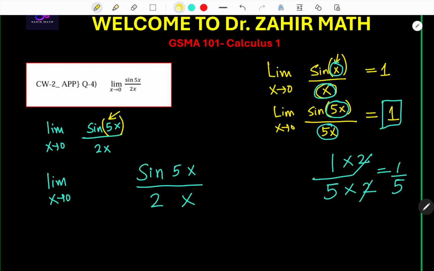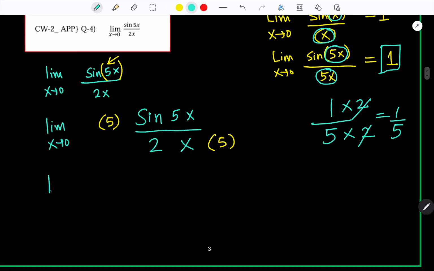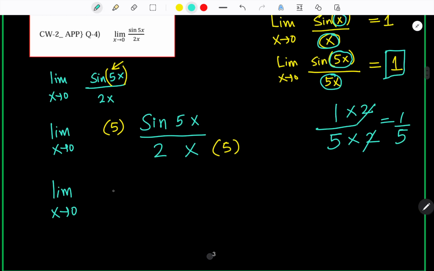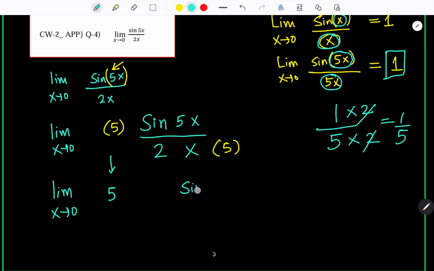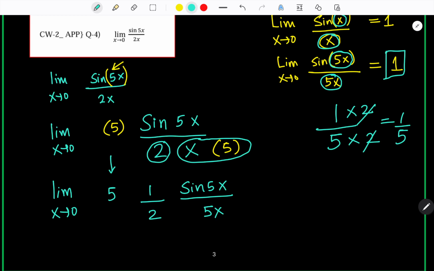So what I'm going to do, I'm going to multiply 5 and I'm going to divide. This is divide. This is multiply. Now what happens now? Look at here. Limit x goes to 0. I'm not touching this 5. The 5 is as it is here. So this one, sine 5x, I'm writing here. And this 5x I'm taking together. And this 2 is in the down. I'm just putting 2 here.